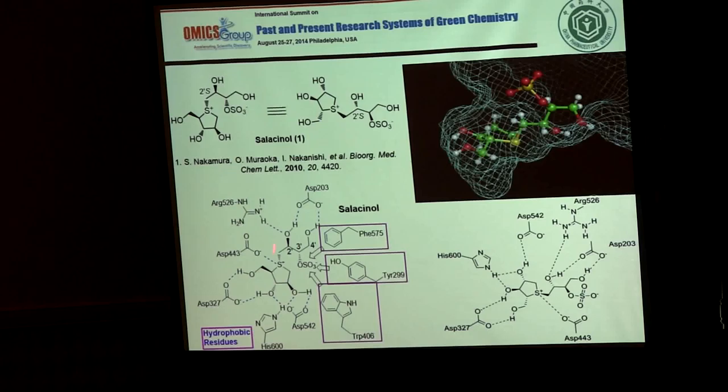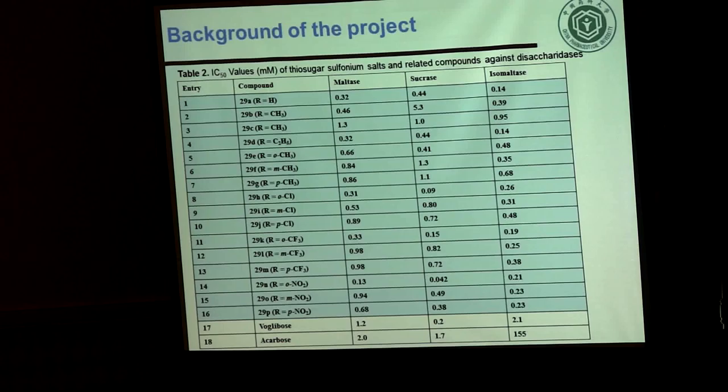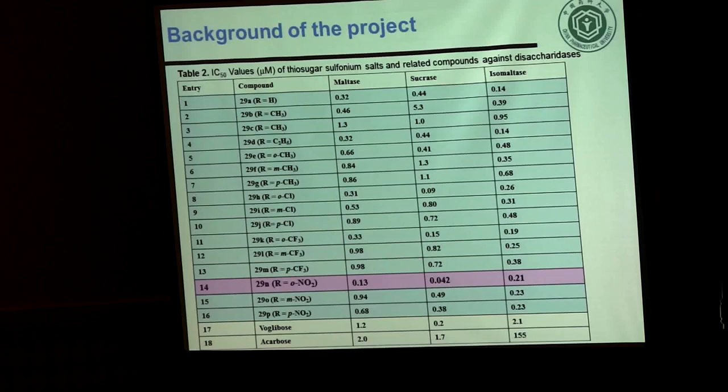So different hydrophobic substitutions were introduced to the 3' position as shown here. And all of the synthesized compounds showed very potent alpha-glucosidase inhibitory activity against all of these three enzymes. And it's very lucky that with the nitrobenzyl substitution on the 3' position, this compound was revealed to be the most potent inhibitor to date.